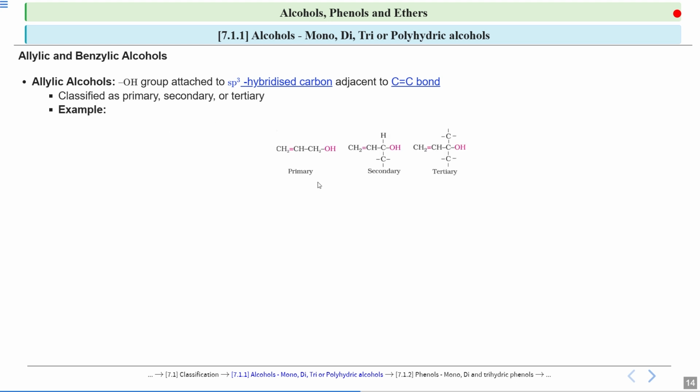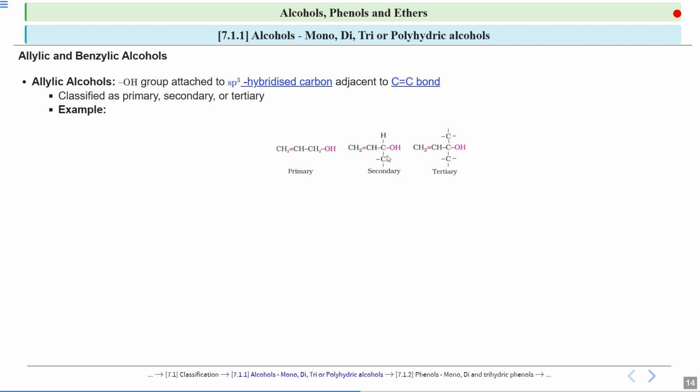For example, in the primary allylic alcohol, the hydroxyl group is attached to this carbon, which is sp3, and this carbon is attached to a double bonded carbon atom. The hydroxyl-bearing carbon is attached to only one carbon. So this is a primary allylic alcohol. Okay, two concepts we are mixing.